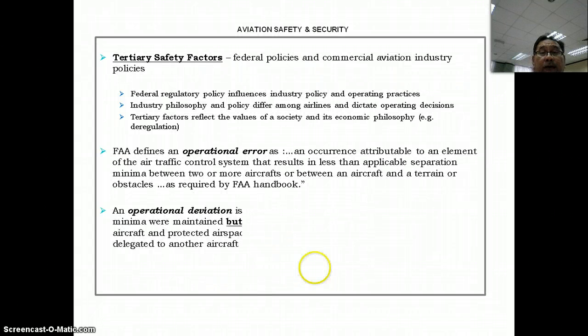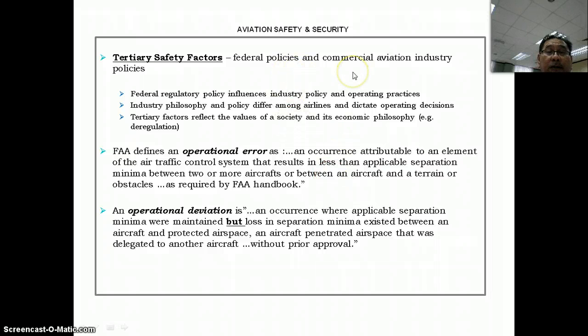The tertiary safety factors, these are federal policies and commercial aviation industry policies. Federal regulatory policy influences industry policy and operating practices. Industry philosophy and policy differ among airlines and dictate operating decisions. Tertiary factors reflect the values of a society and its economic philosophy. Example, deregulation.